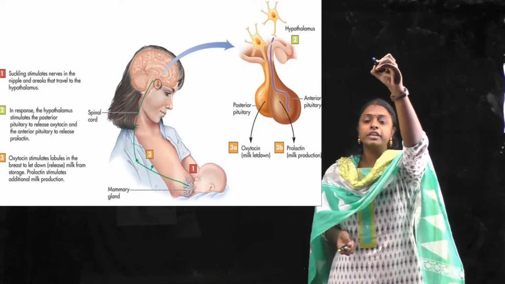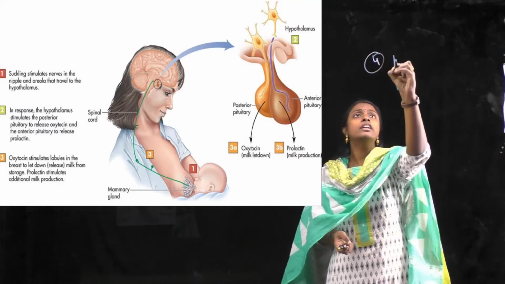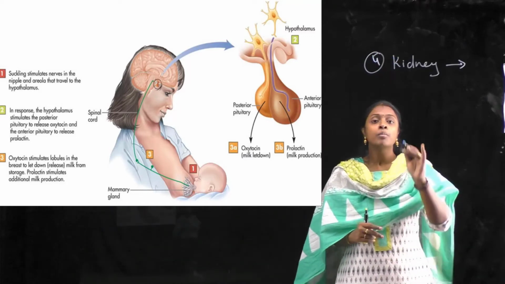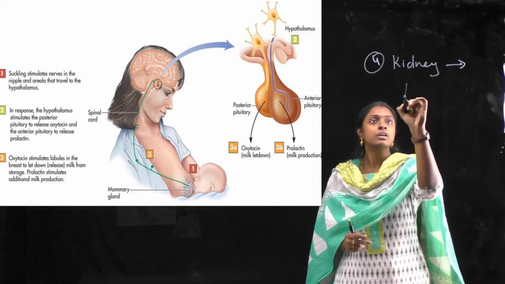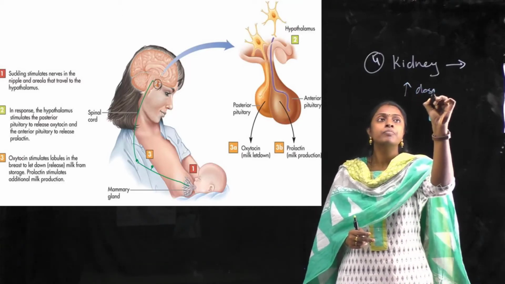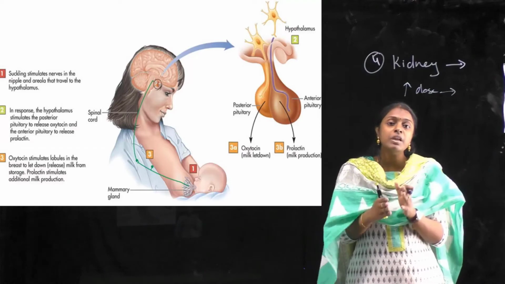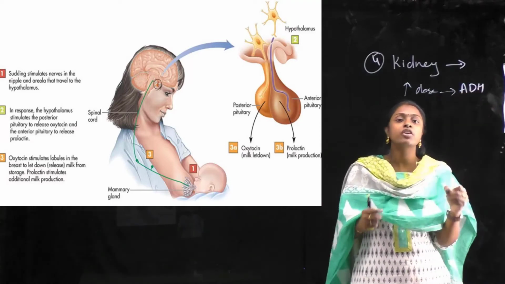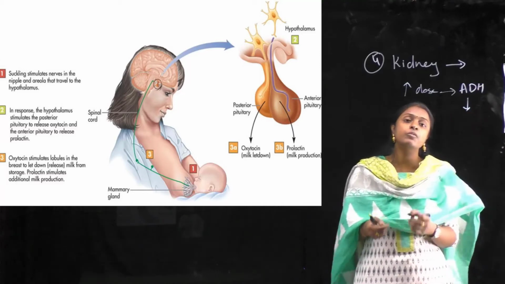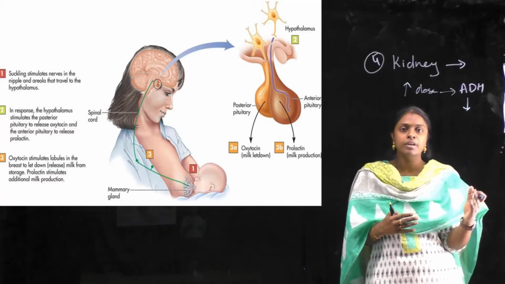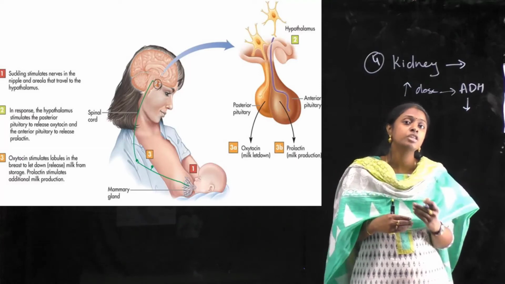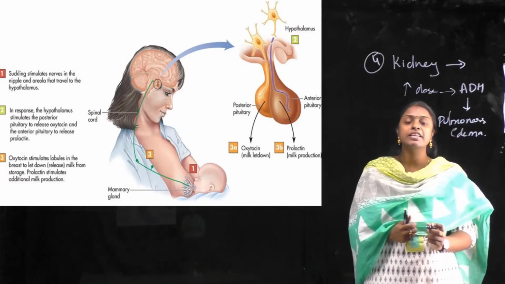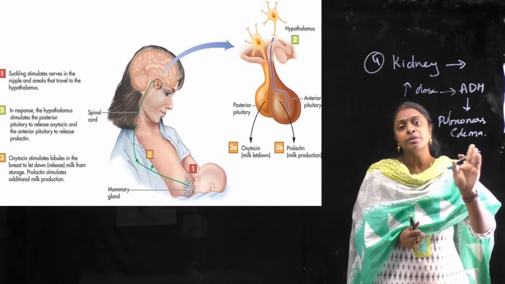So the fourth point is on the kidney. When we are giving lower dosages, it won't show any effect on the kidney. But if we are increasing the dose, it will show a similar action of ADH, antidiuretic hormone. So when we are giving this for a longer period of time, like when we are giving it to pregnant ladies through IVs, it will cause pulmonary edema. That's why when we are giving these dosages, we have to be very careful.